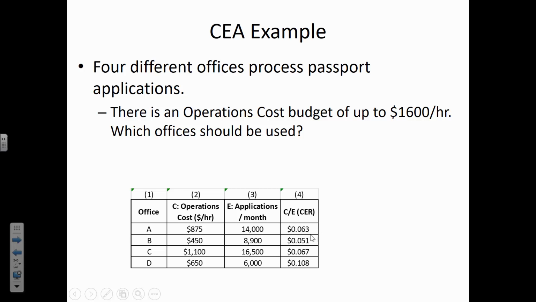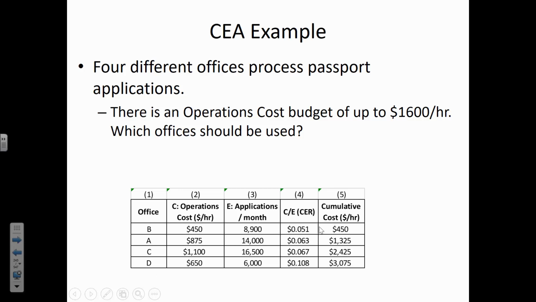And so what you can see is which office is the most efficient in terms of productivity per dollar spent. Which is the best one? Well, what you want is the lowest value, the lowest number here. So 0.051 means that they're spending the least per application that's being processed. And so B is the most efficient, and Office D is the least efficient.